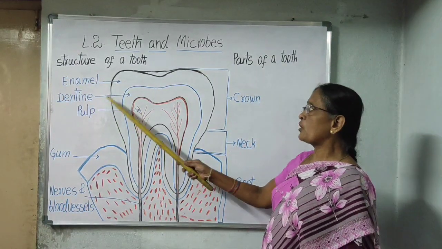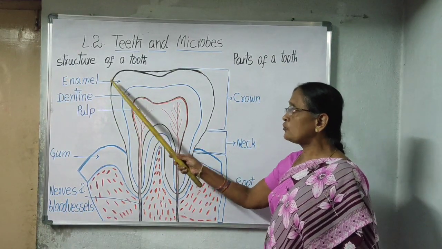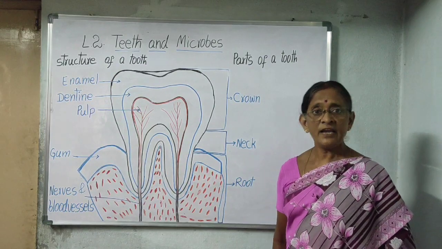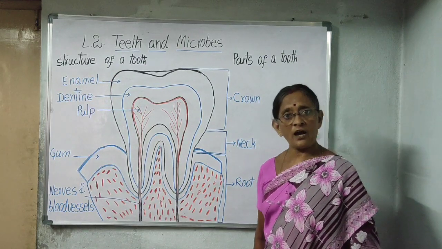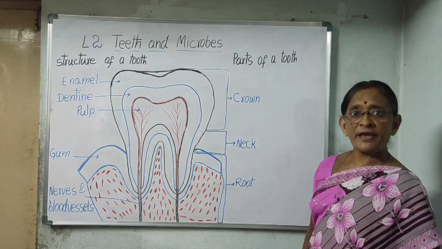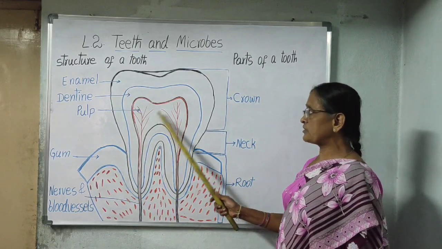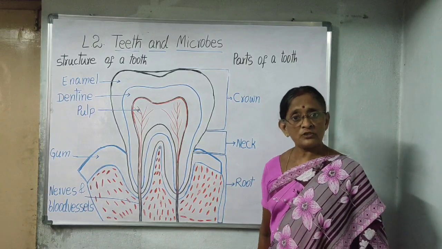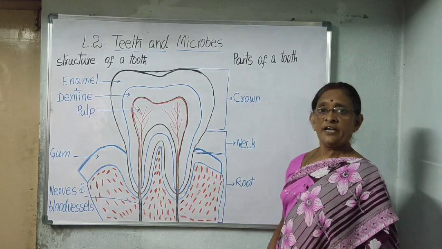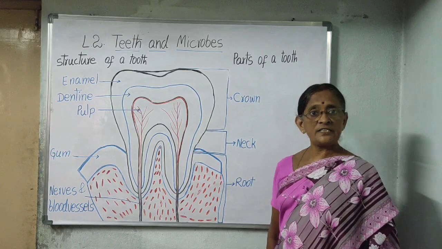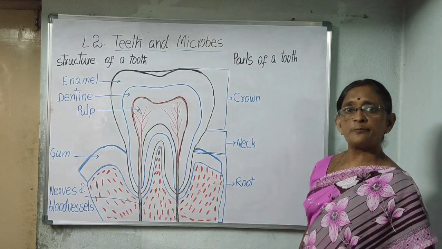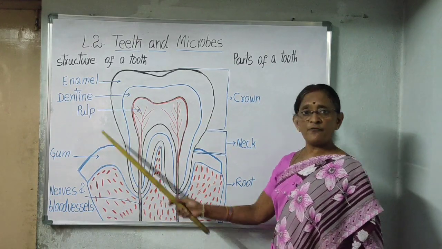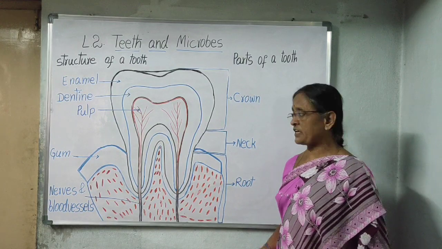The hard part of the tooth which lies below the enamel is called dentin. Dentin is not very hard. Dentin is the main supporting structure of the tooth. The portion of the tooth which lies below the dentin is called pulp. It is very soft. It is full of nerves and blood vessels. Pulp forms the central part of the tooth.